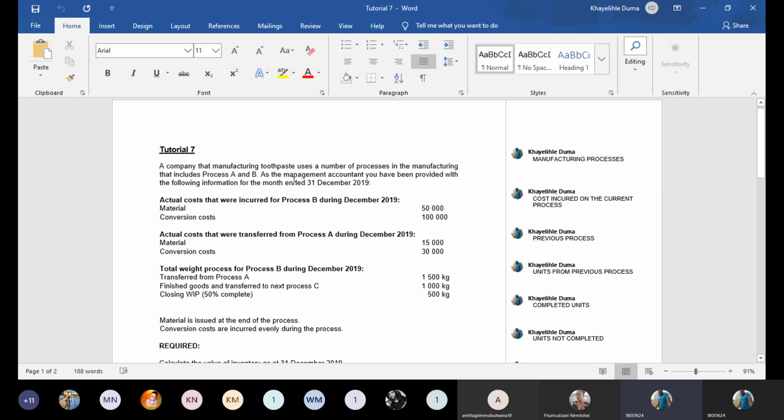Start with the opening balance. Then now we are going to focus on what we added, on what we did, or what we incurred during the current one, right? So it was process B, the current one. So in process B, we incurred materials of 50,000 and conversion cost of 100,000. Same story, same thing. Do not complicate it. You just take it and quote. We incurred material of 50,000 and then conversion cost of 100,000, right?